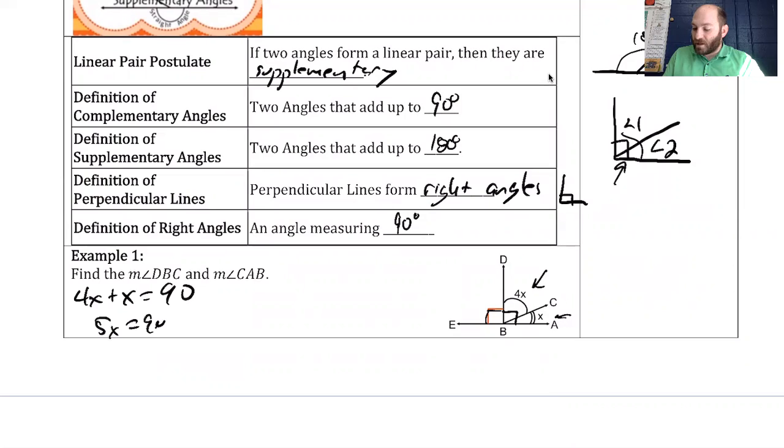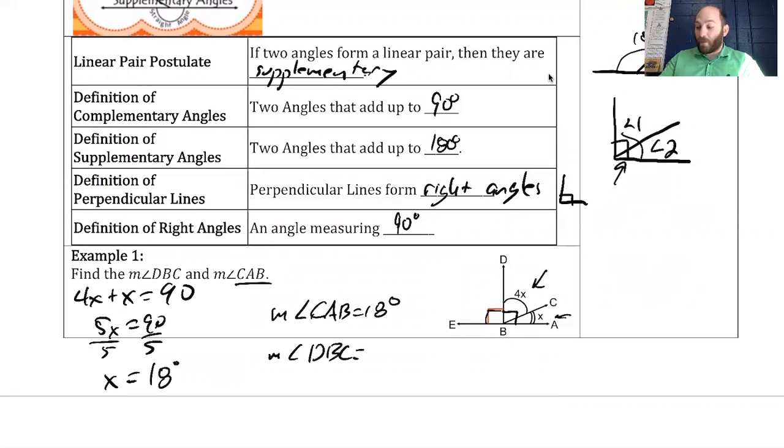So 5x equals 90, divide by 5, and x equals, I believe, 18. So x, remember that is this one right here. So the measure of angle CAB equals 18 degrees. If I want to find the measure of DBC now, I'm going to plug 18 back into 4x. I'm going to take 4 times 18 there. So it's going to be 40 and 32. That's going to give me 72 degrees. So that's how we can use these angle relationships to set that problem up.